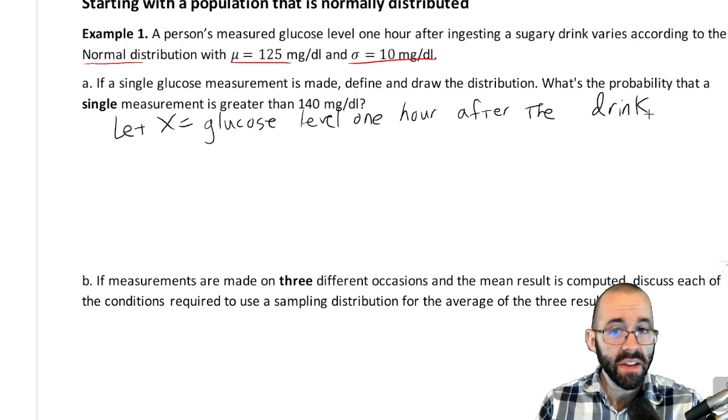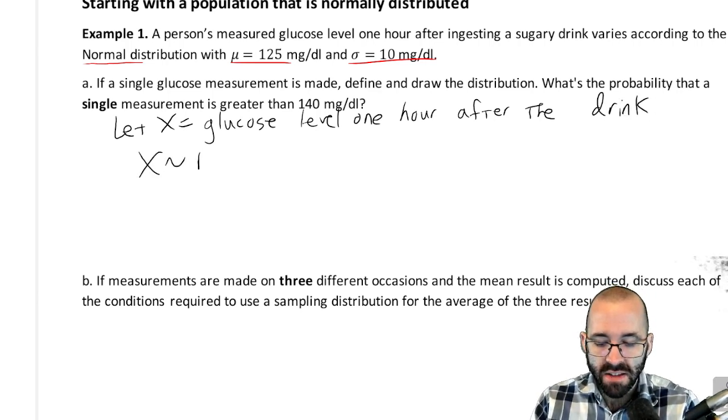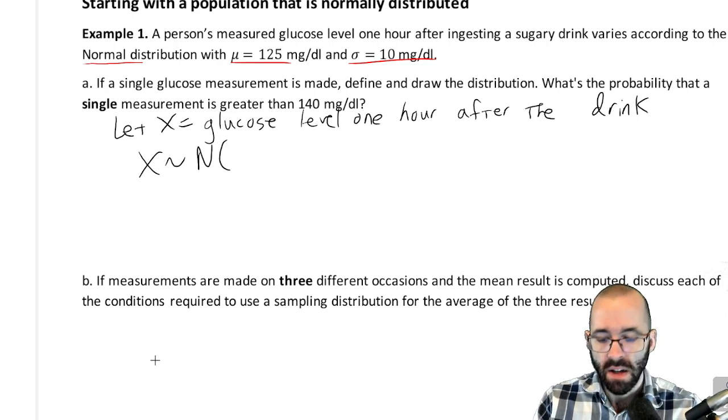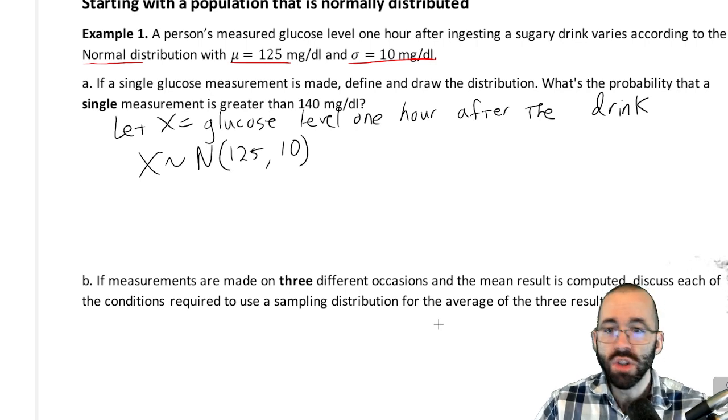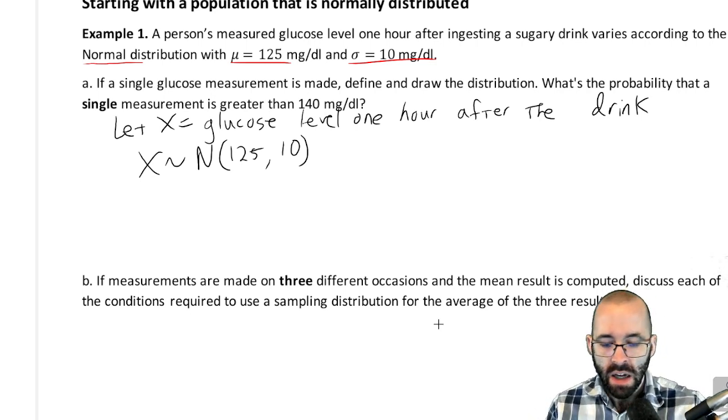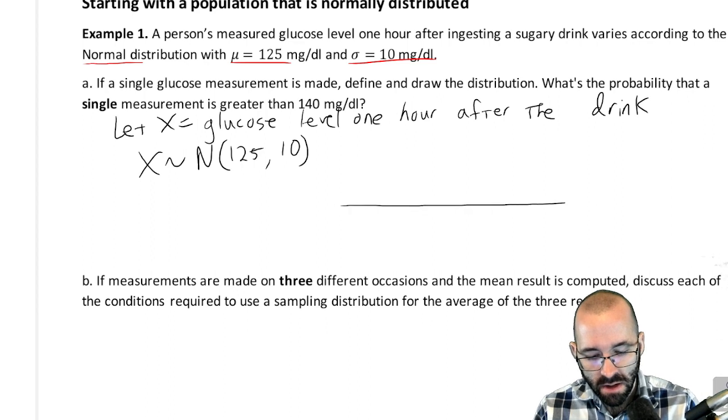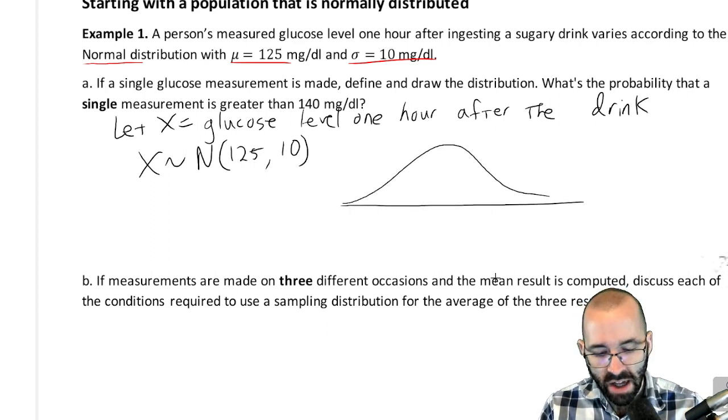We have been told by this problem that X is normally distributed with an average of 125 milligrams per deciliter and a standard deviation, or a spread, of 10 milligrams per deciliter. Just like in Unit 5, right? And we can draw a picture for this, right?